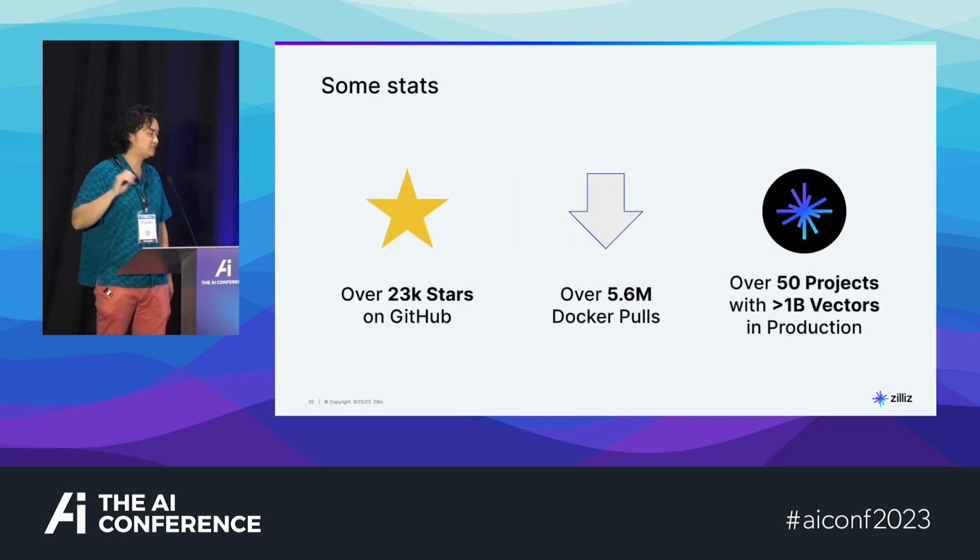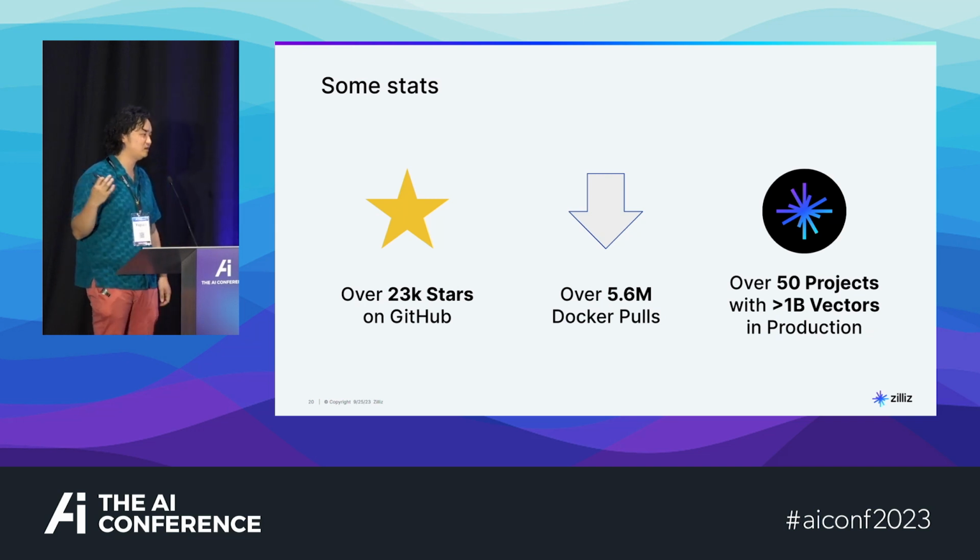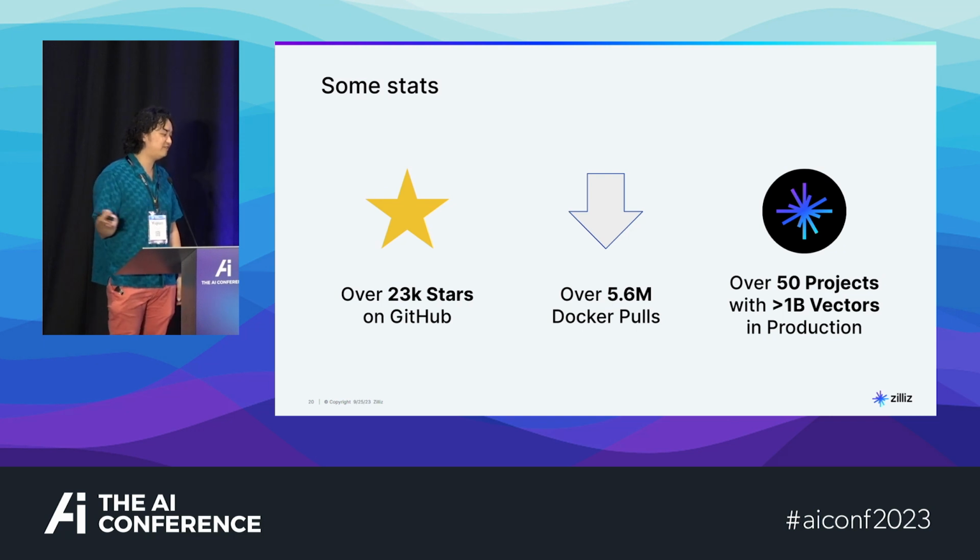Just some stats, and then I'm about to wrap up. So we are the most popular vector database in the world. We have over 23K stars on GitHub, over 5.6 million Docker pulls, and over 50 projects with more than 1 billion vectors in production.